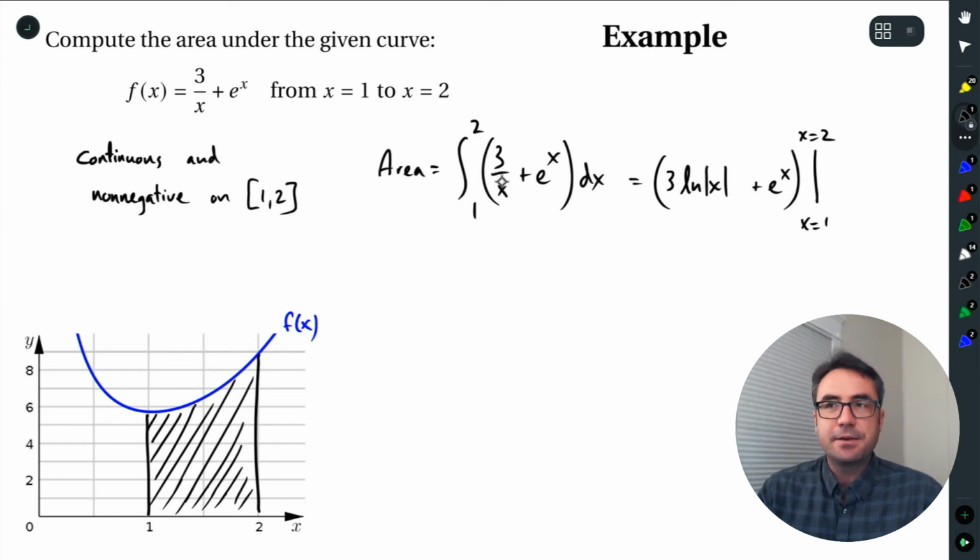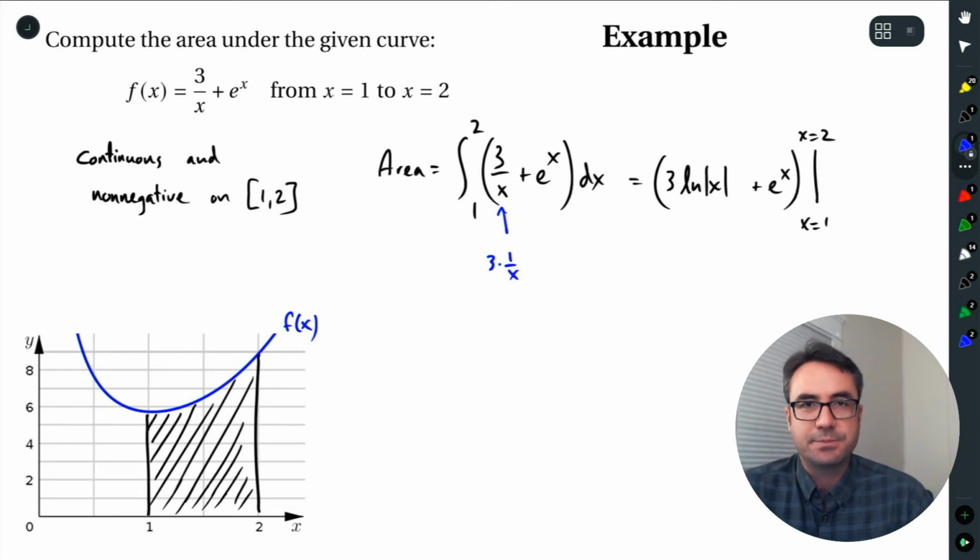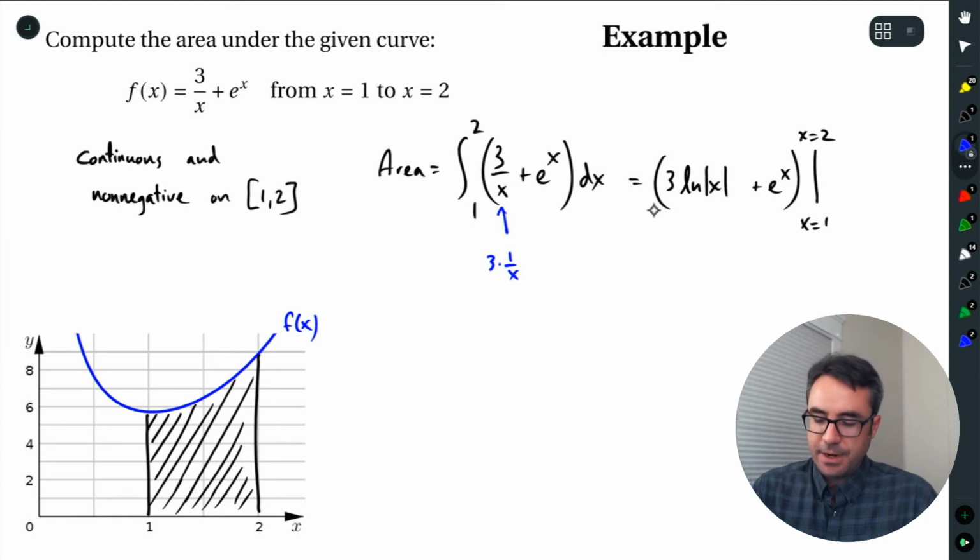If you didn't see going from 3 over x to this 3 times natural log absolute value x, maybe it's helpful to write this as 3 times 1 over x. And then we're getting the antiderivative of 1 over x. That's where the natural log absolute value x term comes from. All right, so in any case, we have our antiderivative, and now we just plug in. So the top number goes in first. And remember, for definite integrals, we don't need to include that plus c. It would get canceled off anyway.